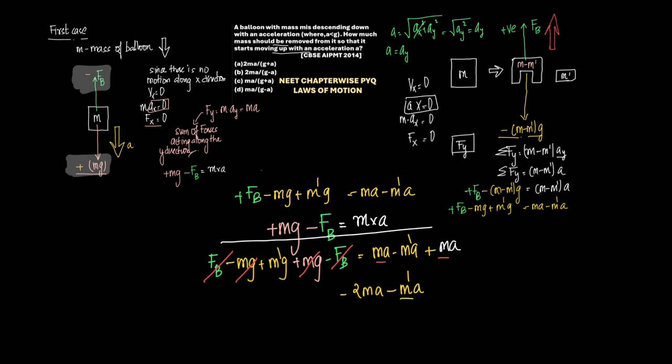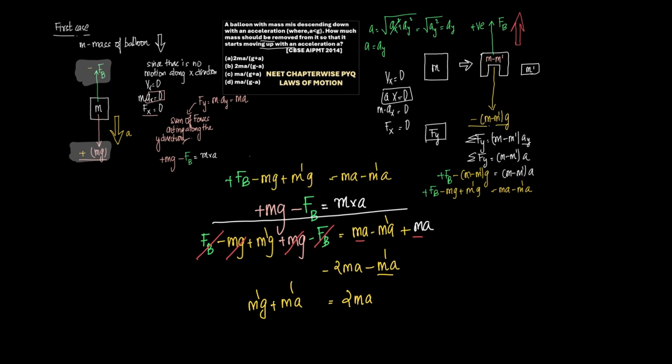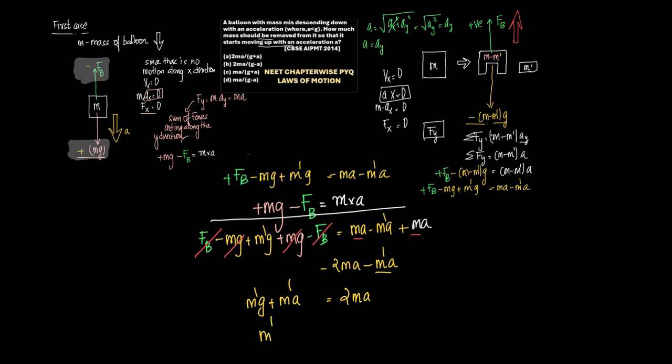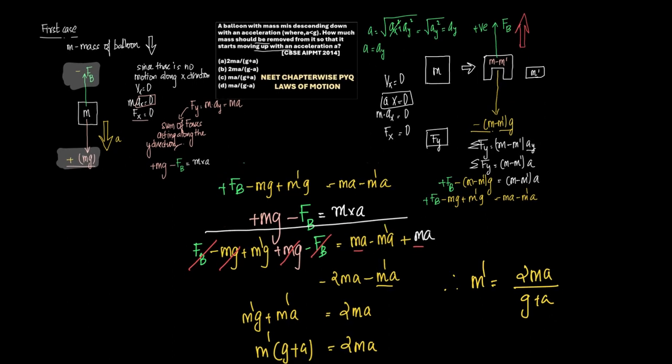And if we bring this m dash a to the LHS, what we get is m dash g plus m dash a is equal to 2ma, right? And therefore, if you take m dash common from here, what you get is g plus a, and therefore m dash is equal to 2ma upon g plus a, which gives us the correct option as option A.